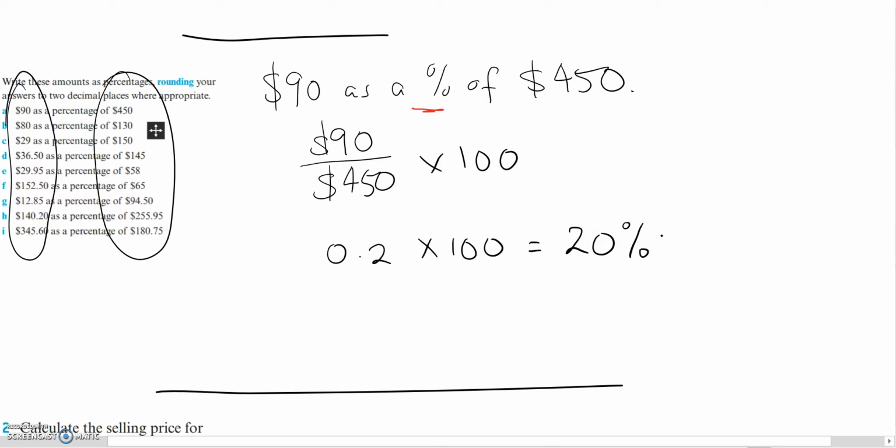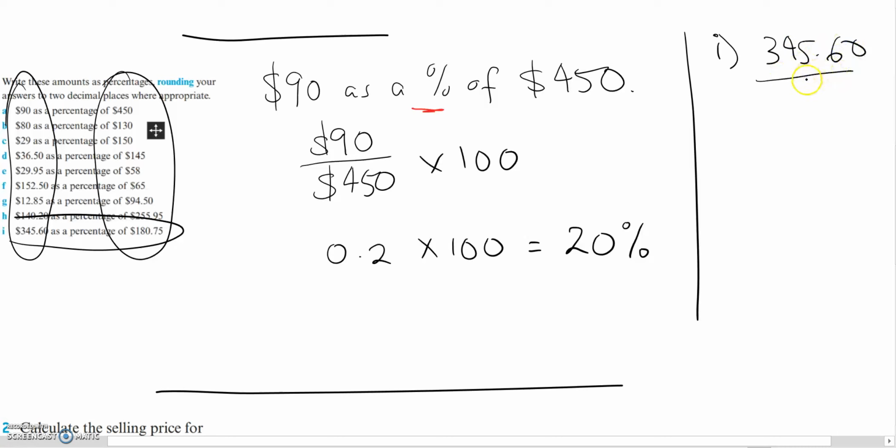And there it is. We'll just do I really quickly. I'll throw it in over this side. So $345.60, and we're going to put that over the amount $180.75. Now obviously with the larger number being on top this time, it's actually going to give us a percentage that's actually bigger than 100. So if you do see that come up every now and then, don't stress too much. That is perfectly normal.